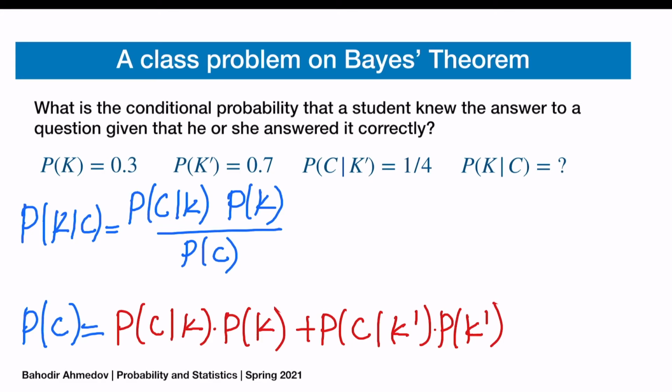We need to scale these two scenarios. These two numbers are just the scaling parameters of these two scenarios. So let's evaluate this. It is going to be equal to 1 times 0.3, plus 0.25 times 0.7. Can you help me with evaluating this if you have a calculator, please?